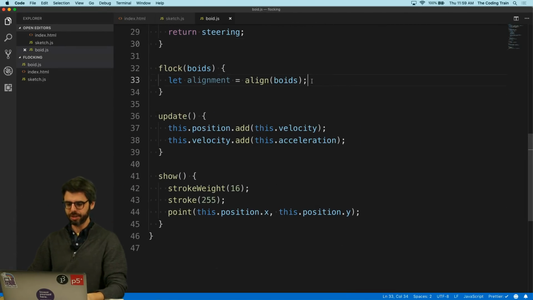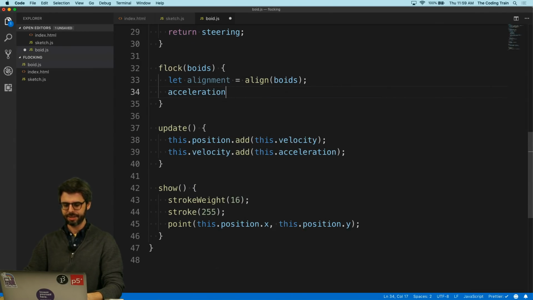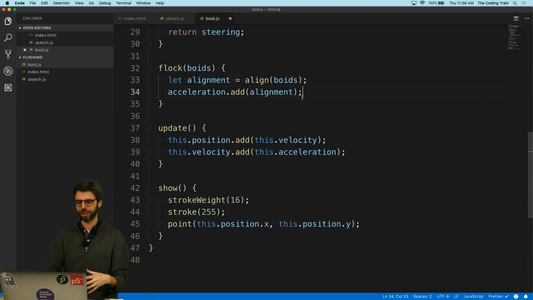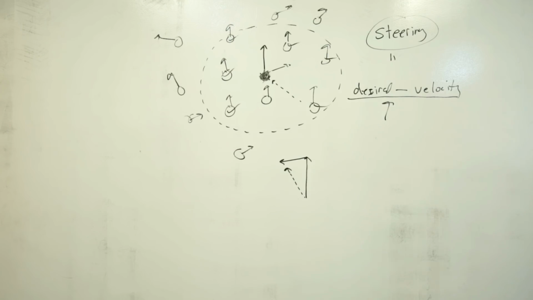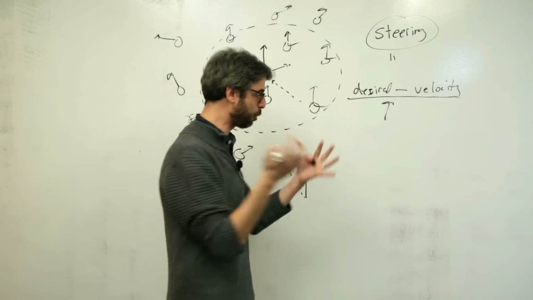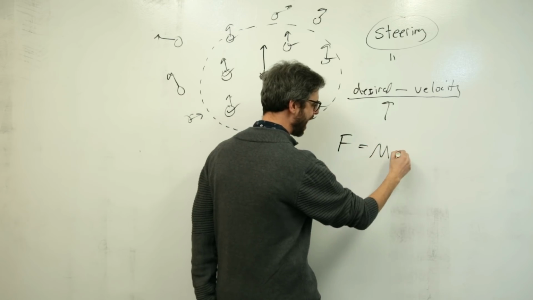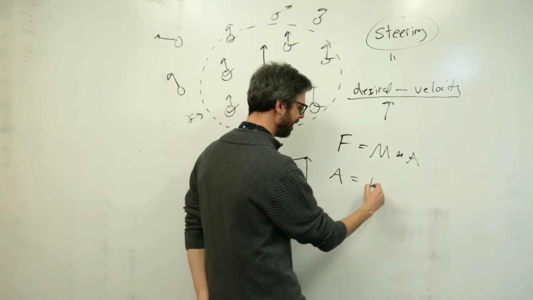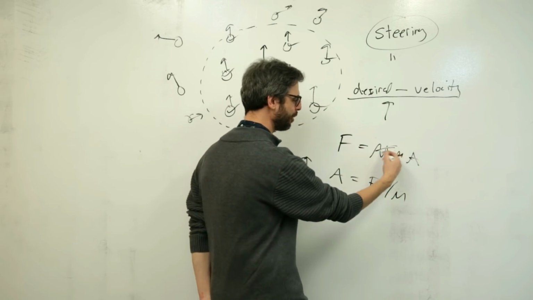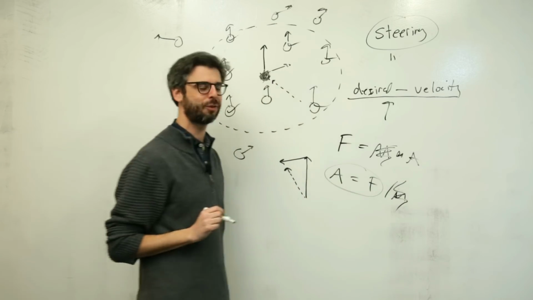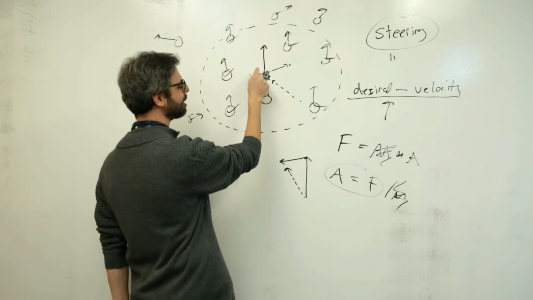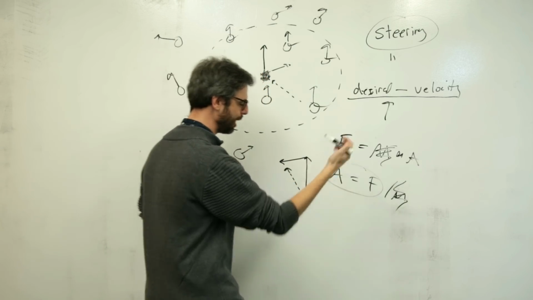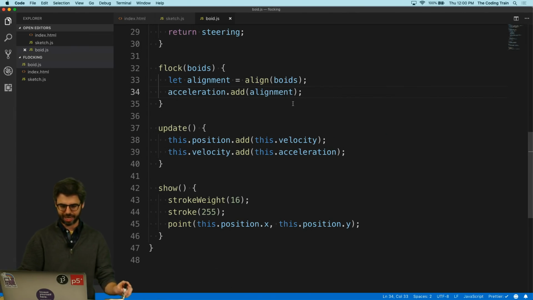And then what I'm going to do is say acceleration add alignment. So the way that a physics engine works, and this is a very simple, crude physics engine, but force equals mass times acceleration. This is Newton's law of motion. Or acceleration equals force divided by mass, or in a world where the mass of everything is 1, acceleration equals force. So if I want to apply a force to this object, I just need to set the acceleration to that force. That's what I'm going to do just starting out here. I'm going to say acceleration equals alignment.